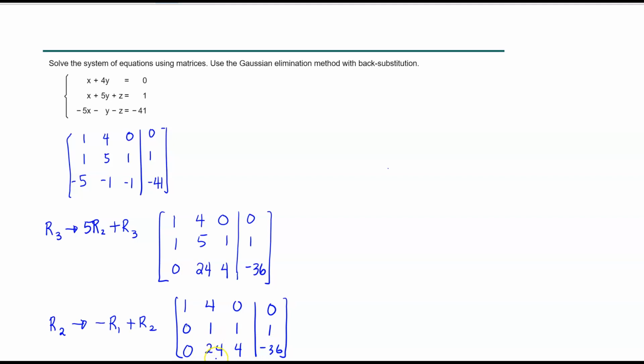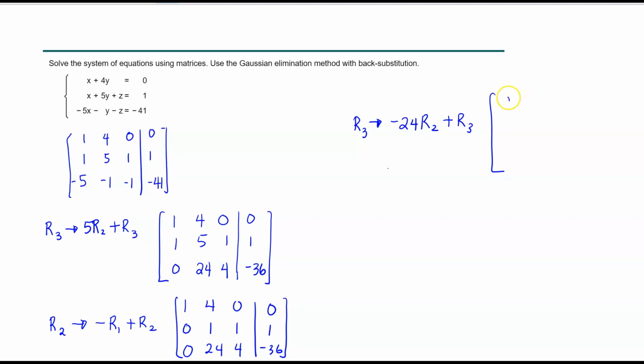Next, we want this term here to be 0. So this element needs to be 0. So what can we do? We would think of another row operation that we would use to replace row 3. What we can do is multiply row 2 by negative 24 and then add that here. That would result in a 0. So you have negative 24 R2 and then you add that to R3.